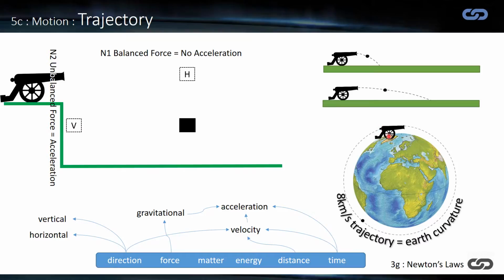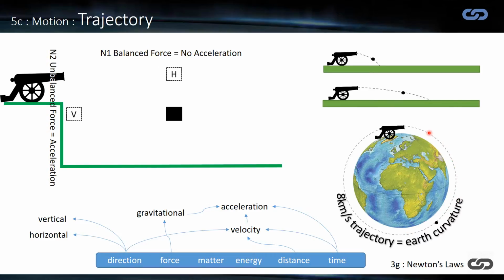However, if we fire it fast enough, and we're talking here about 8 kilometers per second, this curvature can actually match the curvature of the Earth, and we get orbit. Now you can call this falling if you like, if it appeals to you. Falling, and the Earth's curvature is constantly falling away from you. However you describe it, you get the same result.